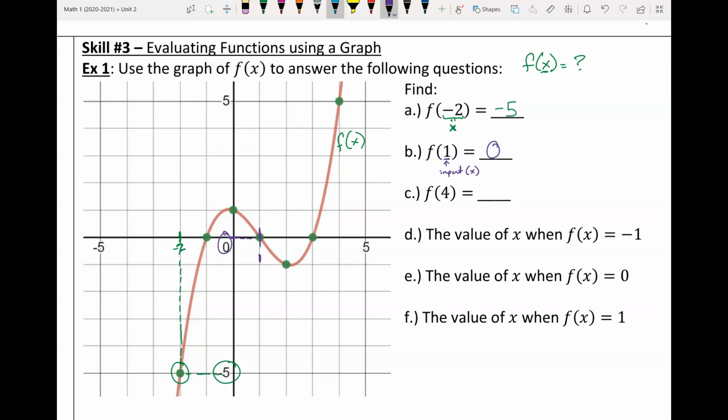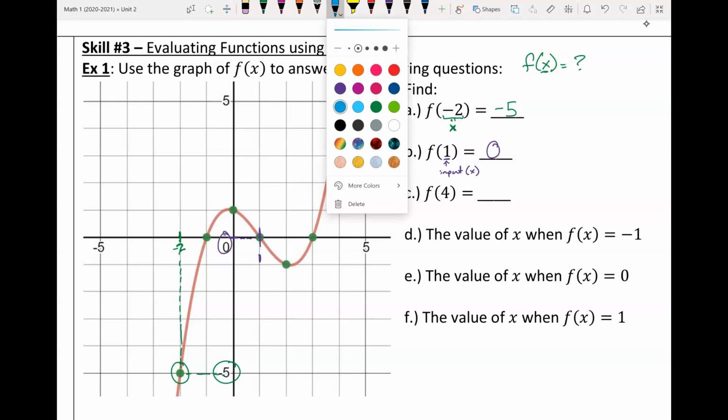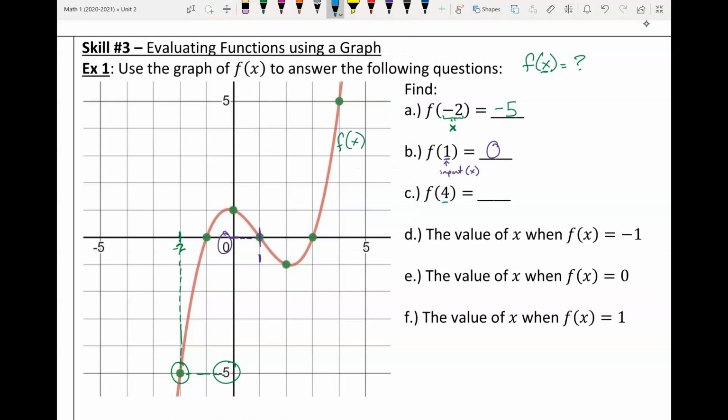All right, let's do the next one. We have an input of 4. So what is my output? Let's just go over to positive 4. It's 1, 2, 3, positive 4. And let's find my output. So I go up to my point on the graph. There it is. Now let's go over to the y-axis. And there is my output, positive 5.